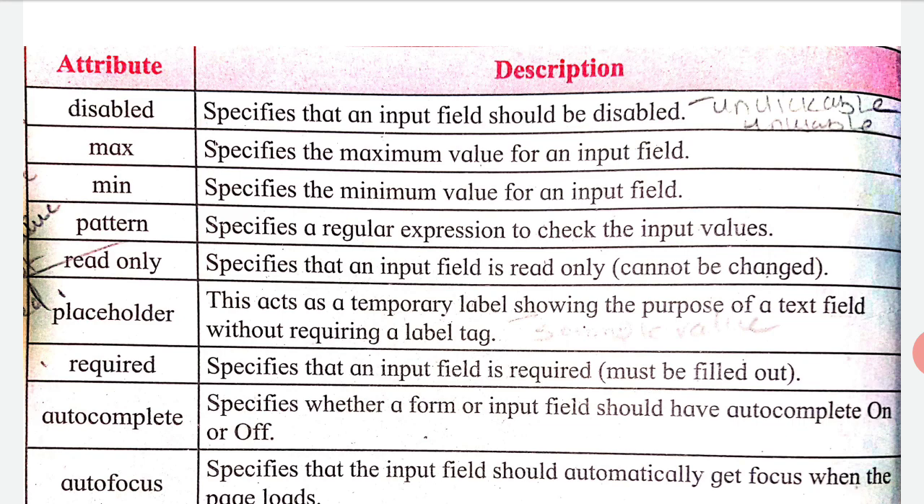Next are height and width. Height and width specify the height and width of an input type equal to image. Input type equal to image comes along with the height and width attributes. Last is the multiple attribute. The multiple attribute specifies that the user is allowed to enter more than one value. Multiple means more than one value in the input element. This works with input types like email and file. Isn't it?